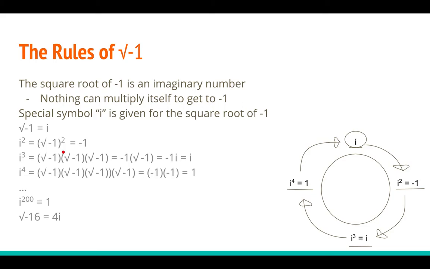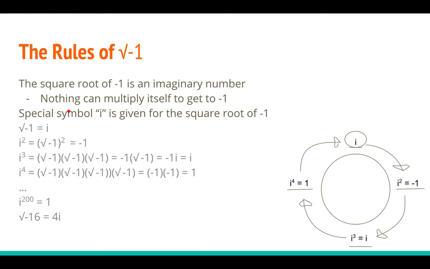The rules of square root of -1. So, the square root of -1 is an imaginary number. Why? Because nothing can multiply itself to get to -1. 1 times 1 equals 1. -1 times -1 equals 1 as well. Nothing can multiply to get to -1. So a special symbol, i, is given for the square root of -1.